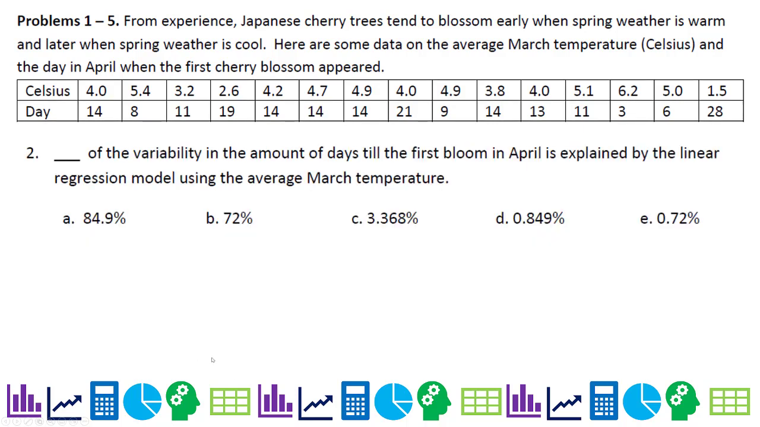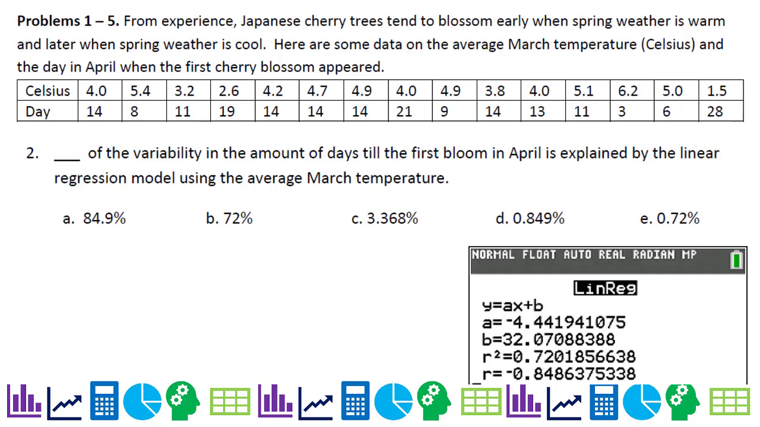Number 2, what percent of the variability in the amount of days till the first bloom in April is explained by the linear regression model using the average March temperature? So what we're talking about there is R squared. So we want that value right there, but that's a decimal value. We have to convert it to percent. So we would change it to 72%.